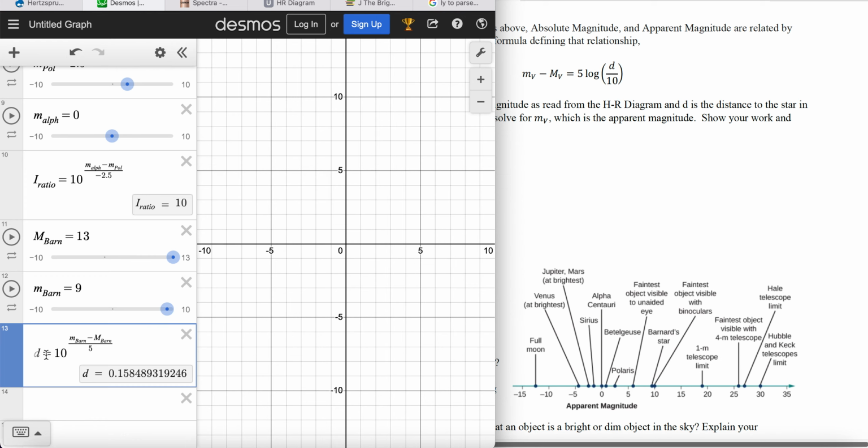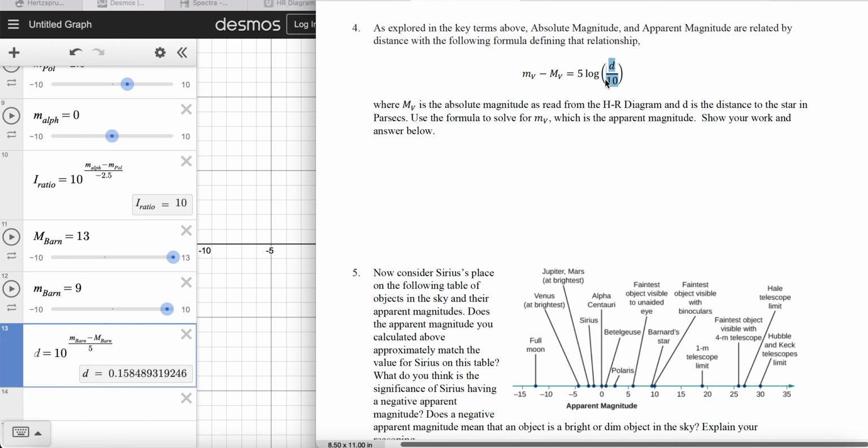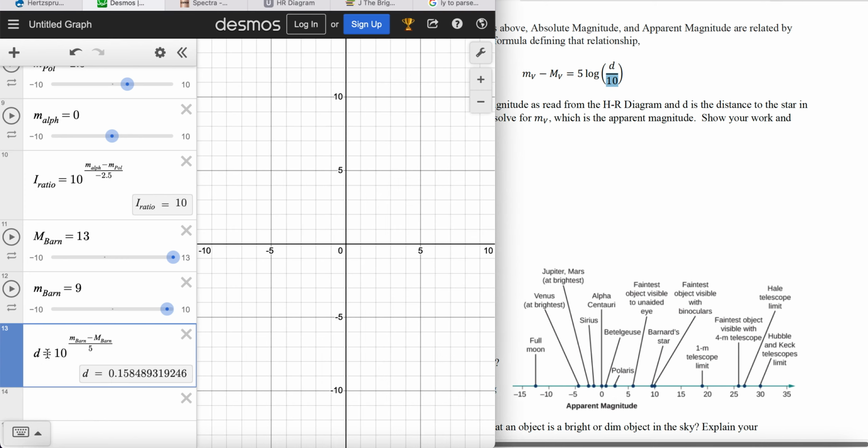So we have a distance to Barnard's Star of 0.158 parsecs. Not quite, because there's one more step. I'm like, oh, that's too close, right? We've isolated everything, but unlike with the last formula, there's still a 10 that was inside the logarithm. So this would still be d over 10, so to get d all by itself I have to multiply by 10. So it ends up being 1.58 parsecs. That is the distance to Barnard's Star.